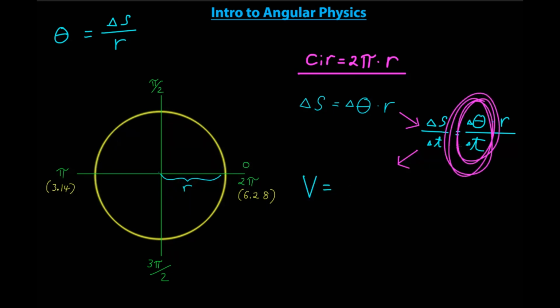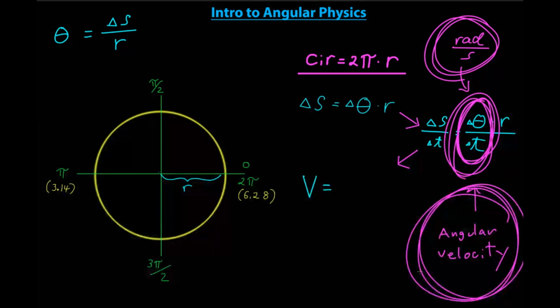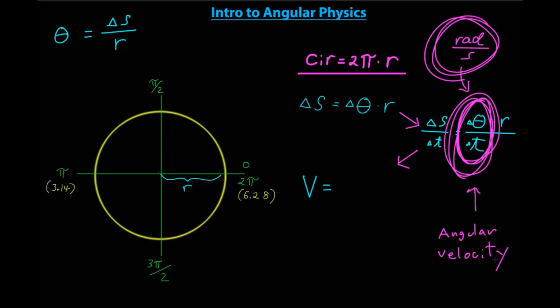Now the new one is going to be this. If you take a look at the units here, you get radians per second. Well, that would be how many radians the object spins through per second. In other words, how fast it is rotating. This is called angular velocity or sometimes angular frequency. In the first few subtopics in angular physics, angular velocity is the term more commonly used. So that's the one I'm going to use for the rest of this video.